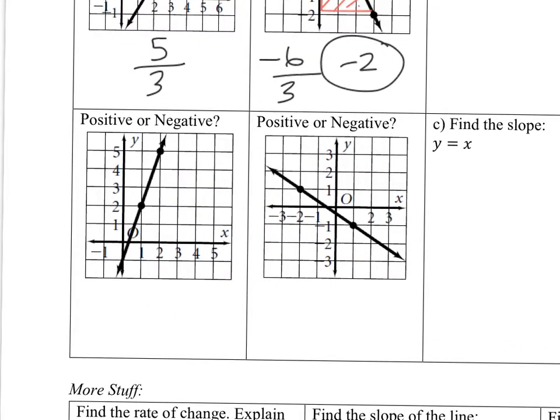And next one, I'm going to make my slope triangle. So I'm going up 1, 2, 3, and I'm going right 1. So that's 3 divided by 1, but I want to write it as 3. And the next one, I'm going to make my slope triangle down 2, right 3, 1, 2, 3. So the slope is negative 2/3. It's negative because it's going down from left to right.